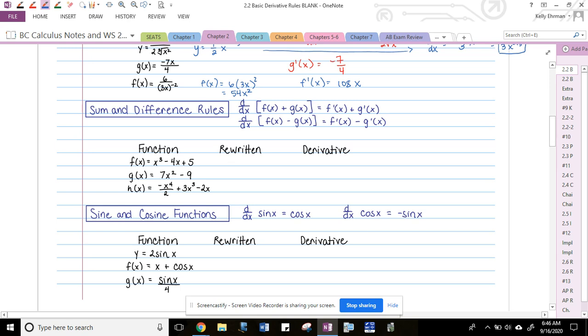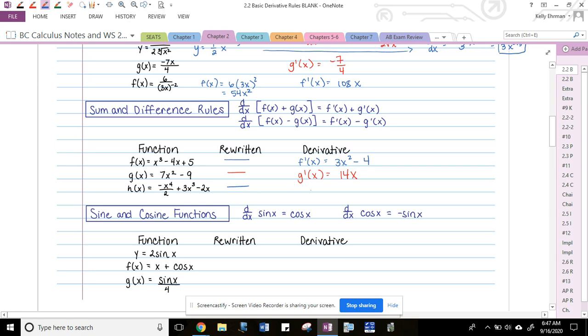So there's nothing for me to rewrite in f of x. F prime of x is equal to 3x squared minus 4. Derivative of 5 is 0, so that goes away. Nothing to rewrite for g of x. G prime of x is equal to 14x. The 9 goes away. Derivative is 0.